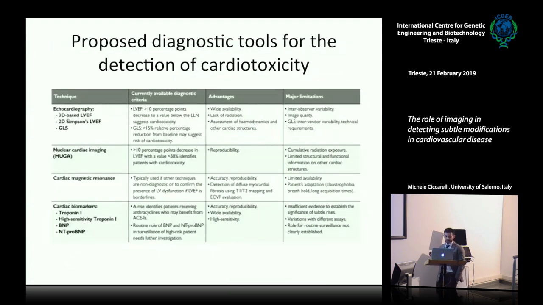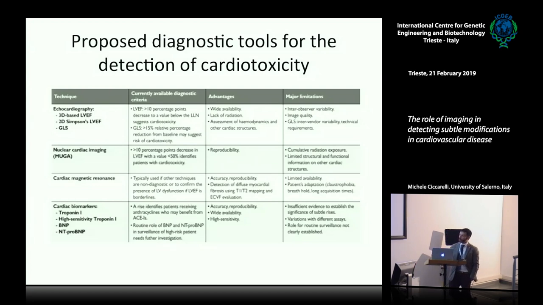Another important matter is related to the detection of cardiotoxicity. We often argue with the oncologists about the best way to predict and to consider when we have to stop or to continue a specific anti-cancer therapy. Often we argue with them that we should not consider just the ejection fraction as the parameter to decide if a patient has to go on with the anti-cancer therapy. This table summarizes some of the parameters that can be employed to detect the modification of the heart during anti-cancer therapy.